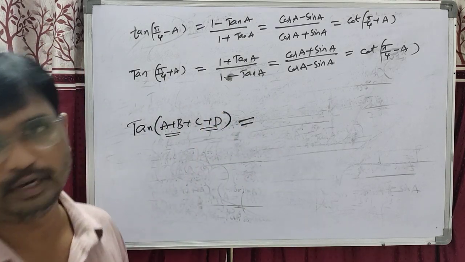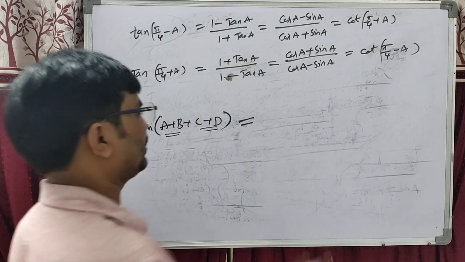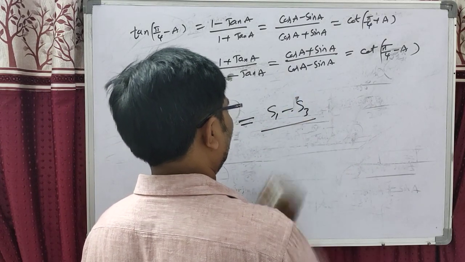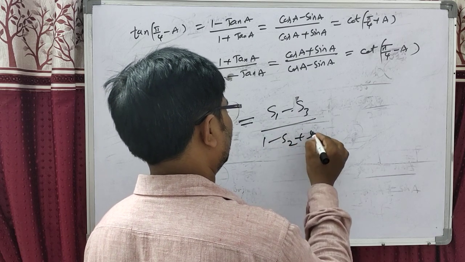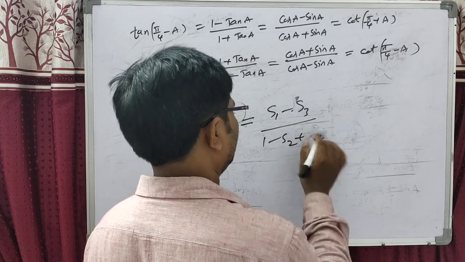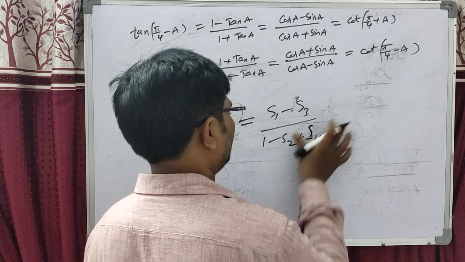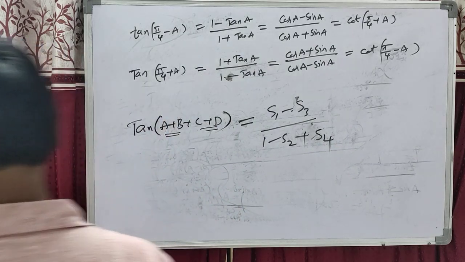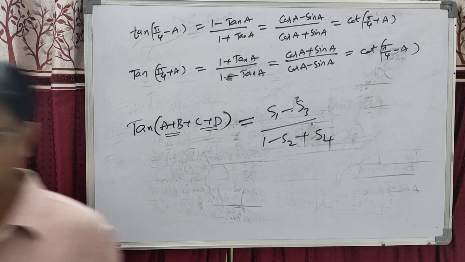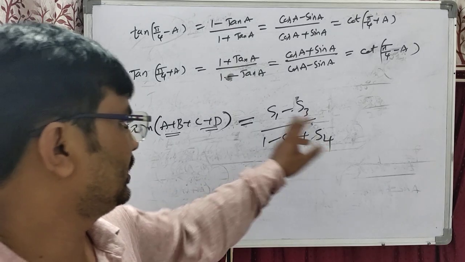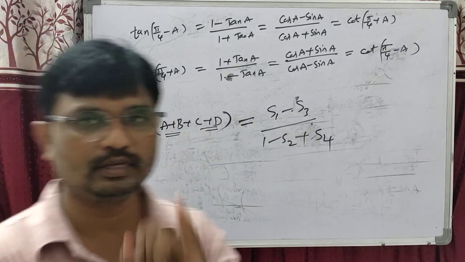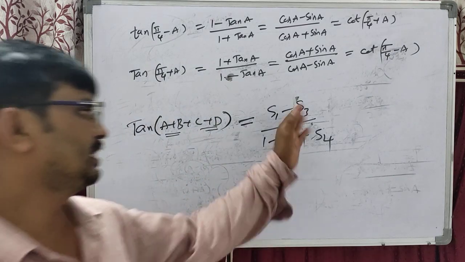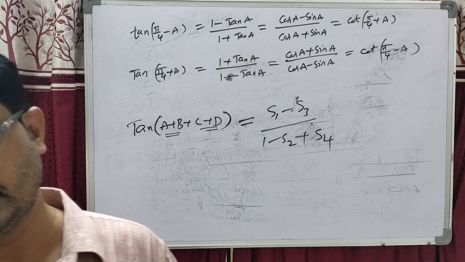I will just show you. You can write it as (S1 minus S3) by (1 minus S2 plus S4). My dear students, what is the form? S1 minus S3 by 1 minus S2 plus S4. S1 means sum of all: tan A plus tan B plus tan C plus tan D. S3 means the sum of products like tan A tan B tan C.